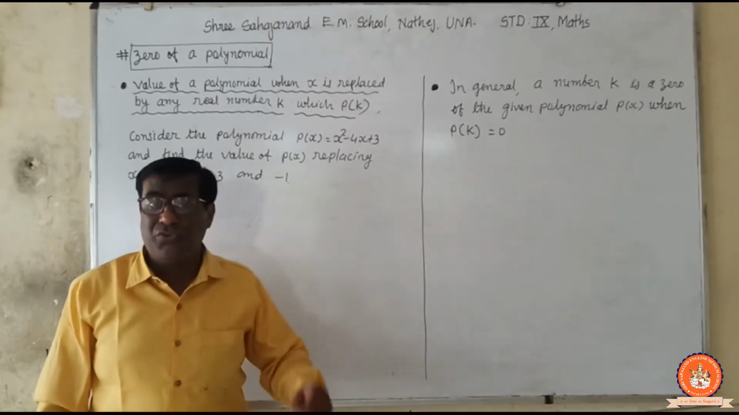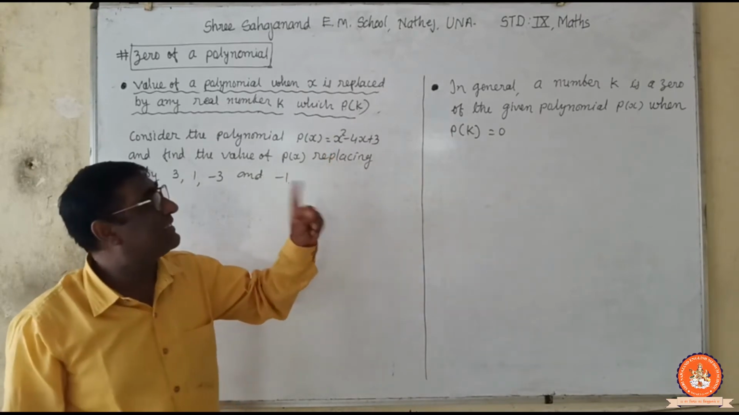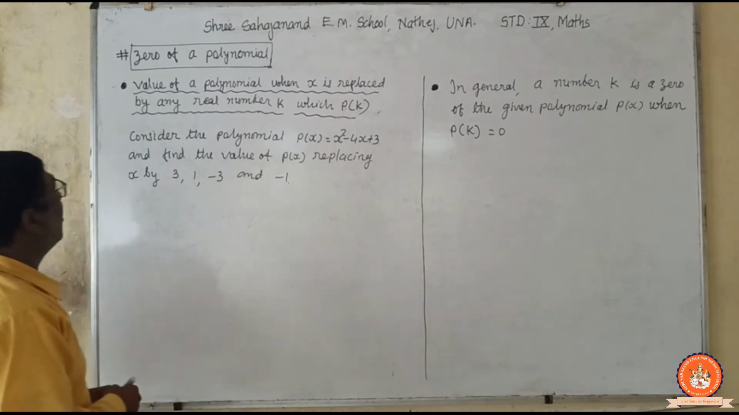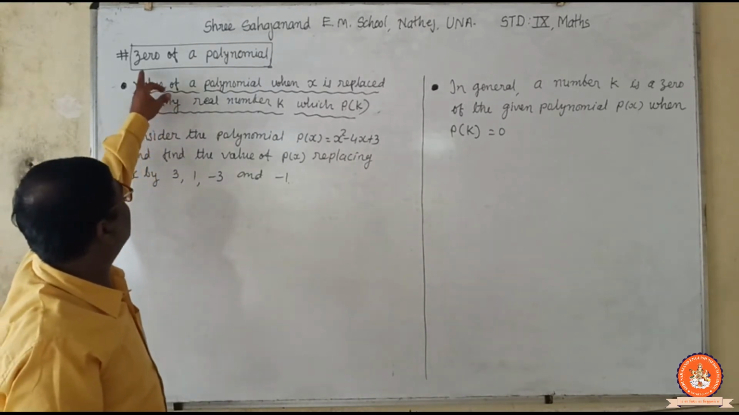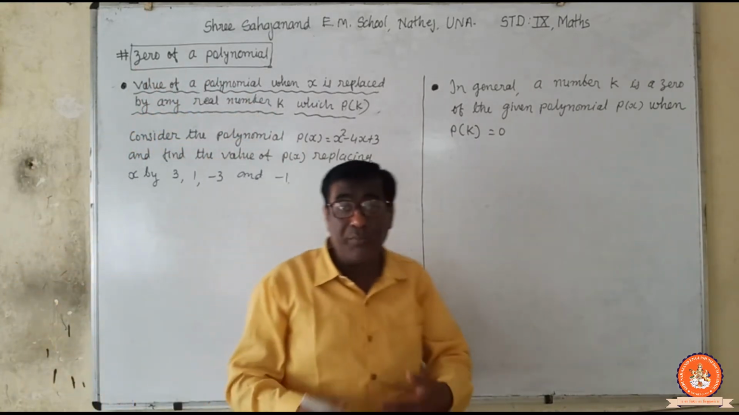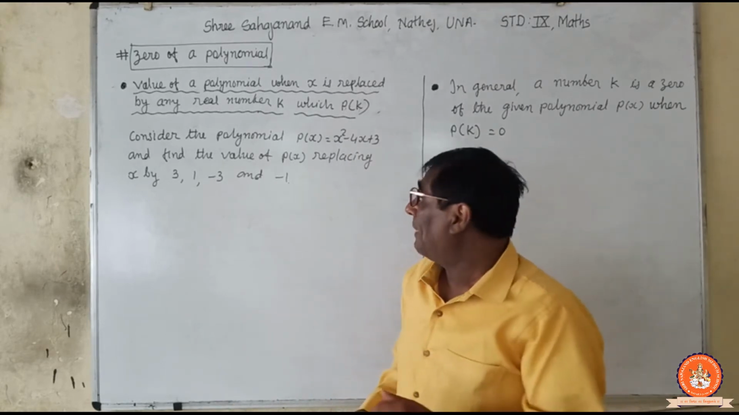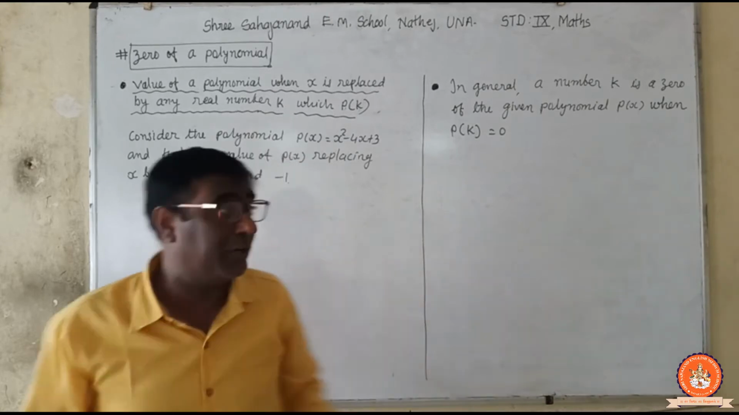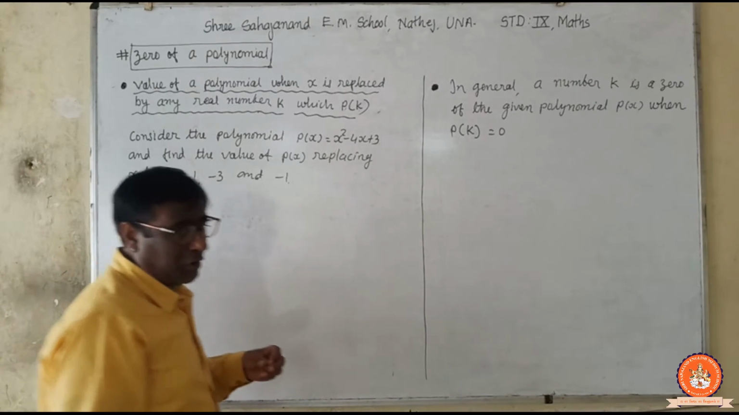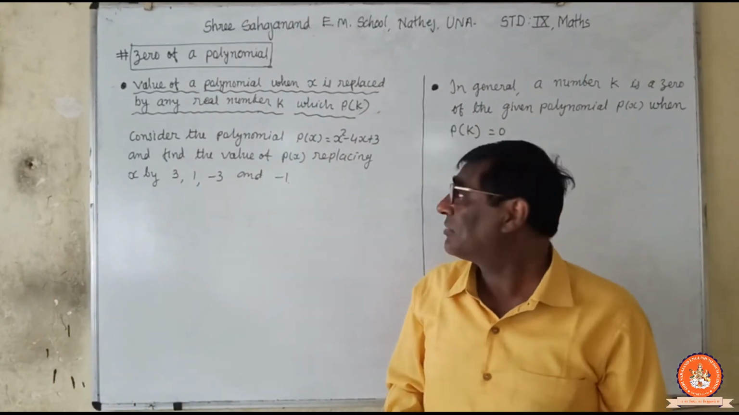Welcome to a new session of maths for standard 9, and this is chapter number 2 going on. This is the new topic, zero of a polynomial. There can be a zero of every polynomial. Now, how to find the zero of a polynomial? This method, zero of polynomial, is something like a new word for us.